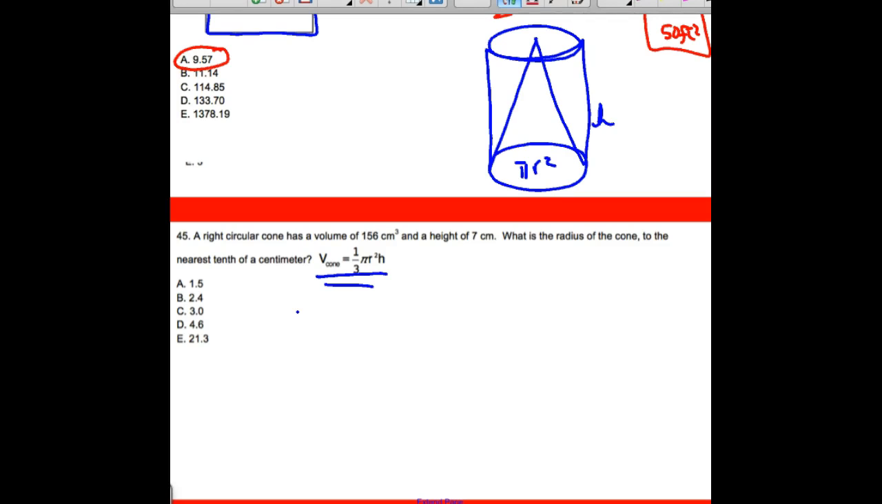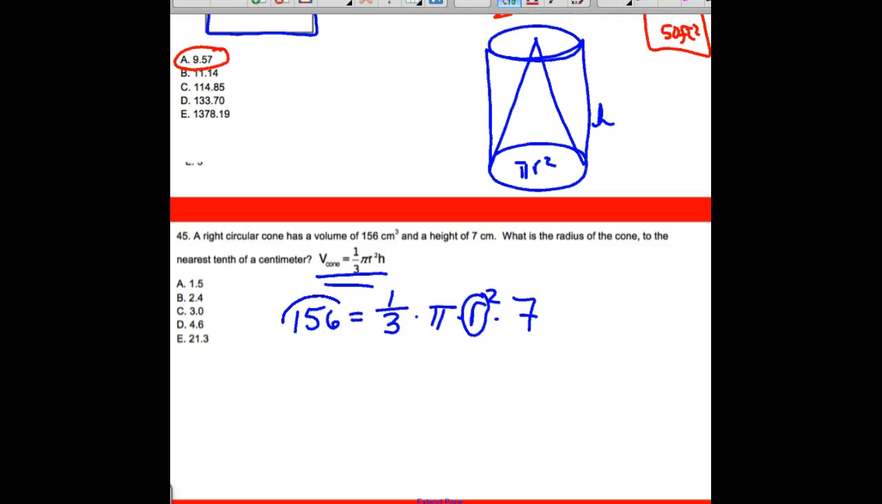So the volume of the cone is 156 cubic centimeters, and it has a height of 7, and we're being asked to find the radius. So I have to isolate r. Instead of isolating it and then going to your calculator, go to your calculator right now and isolate it as you go. It's safer and it's faster in a question like this.